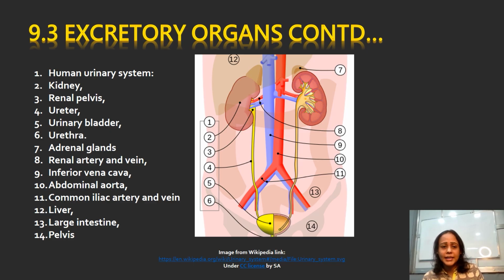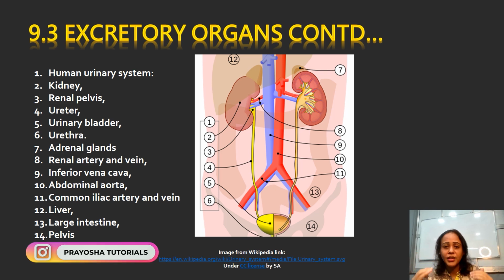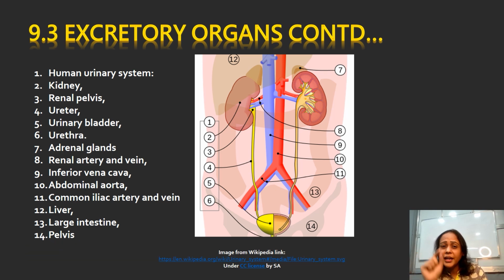Now let's make it easy. This diagram is most important. As you can see, I have numbered it very nicely for you. You should definitely practice the labeling of this diagram. Alright, so if you see, we have the kidneys, then we have the yellow colored ureters, and the red and the blue tubes are the blood vessels which are getting blood for purification.